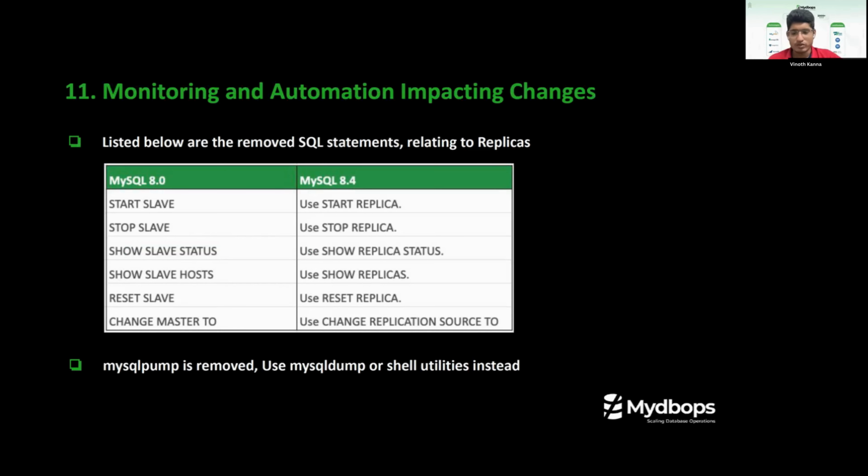I use dbdeployer a lot to test many releases and new features. There I found it difficult to configure varying topologies, group replication or regular replication with the newer version 8.4. And mysqlpump was deprecated earlier, and is now completely removed. You have to use mysqldump or shell utilities to take a backup of your data. And that's about the features.